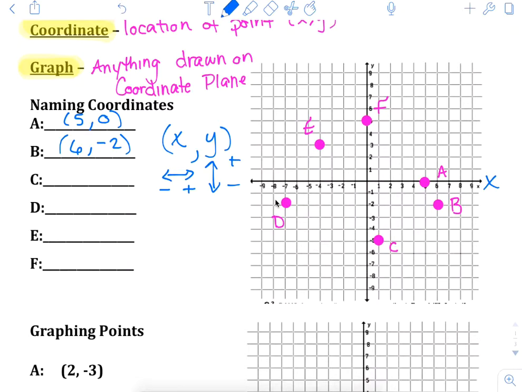Looking at C, we're going positive 1 to the right, but then negative 5 because we're going down. For D, we have negative 7, that's to the left, and a negative 2, we went down 2. Following suit, E gives us negative 4. We went left 4, but up 3, so positive 3. Last one, point F, a lot of people say 5, 0, but we know that A was 5, 0, which makes F 0, 5. We went 0 left or right, and we went 5 spaces up.